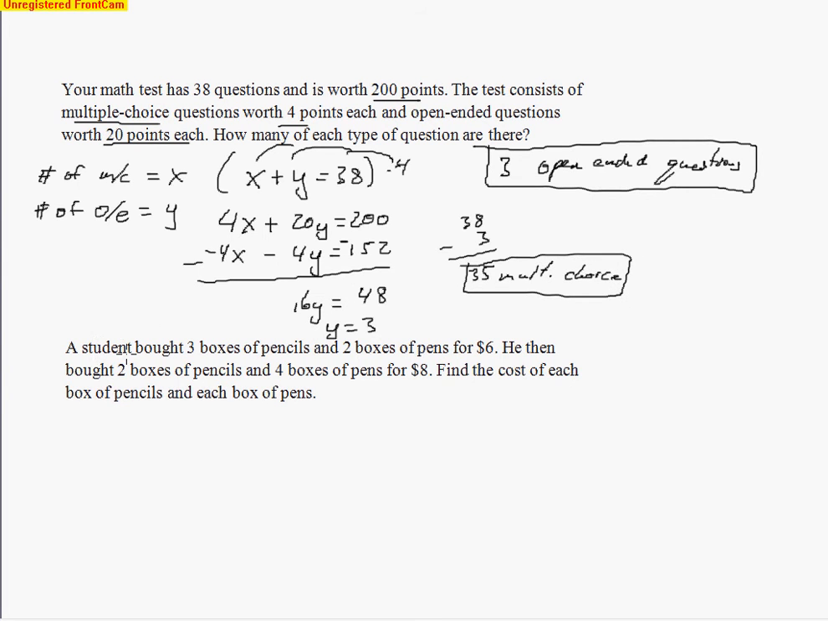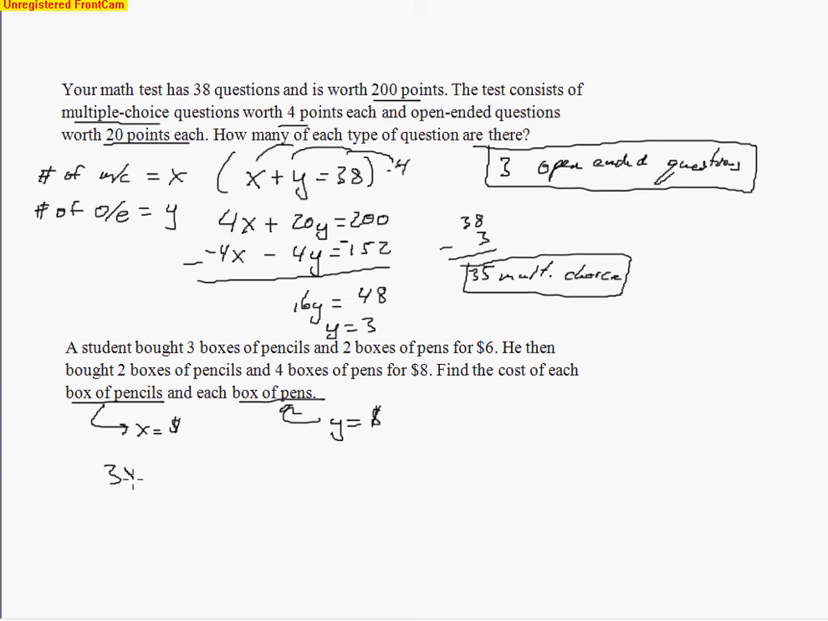Well, look at the next one. It says a student bought 3 boxes of pencils and 2 boxes of pens for $6. Bought 2 boxes of pencils and 4 boxes of pens for $8. Find the cost of each box of pencils. Why don't we call this one x? And that's x equals the cost of the pencils. And we'll go with y equals the cost of the pens. So we're going to write the two equations.